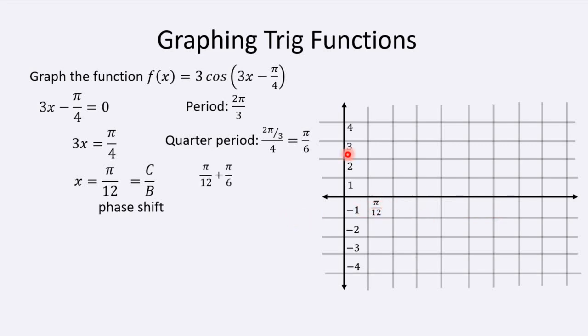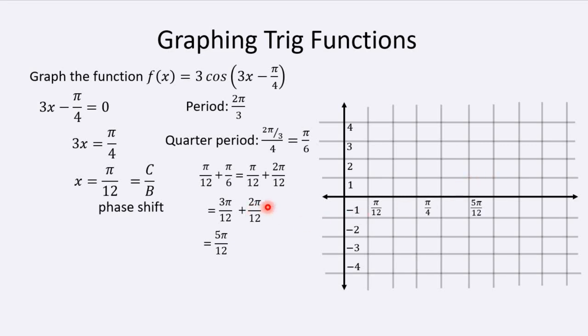I need 4 more. I take pi over 12 plus pi over 6. I need a common denominator, which is 12. So that's pi over 12 plus 2 pi over 12. This is what I'm going to be adding each time, 2 pi over 12. So this gives me 3 pi over 12. And 3 pi over 12 reduces to pi over 4. So I put pi over 4 as my next quarter mark. Then I add in another 2 pi over 12, which gives me 5 pi over 12. That's my next quarter mark.